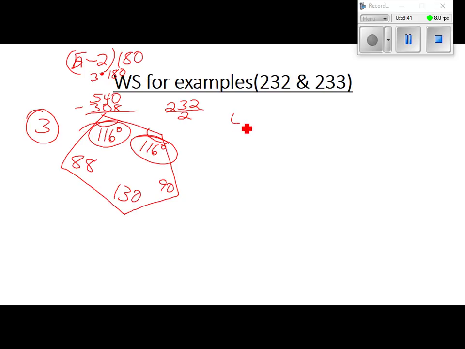Number 4. How many sides on number 4? 6. Anybody know what a 6-sided figure adds up to? 720. We know that one's 100, another one's 100, so what are we going to subtract off there? 200. What's that give us? 520. We know that the other 4 angles are all congruent, so what are we going to do? 520 divided by 4. Somebody do that for us. 130. So what's each of those other 4 angles? 130.